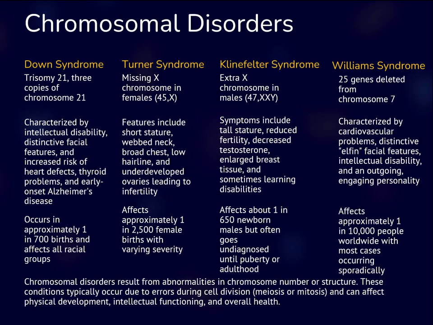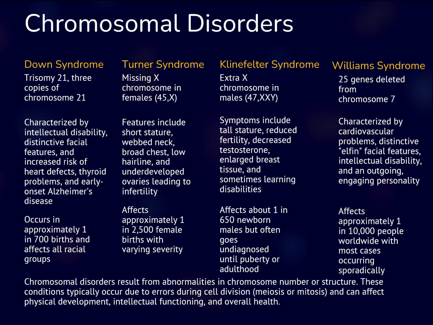For example, Down syndrome happens when there's an extra copy of chromosome 21. So instead of 2, the person has 3 copies. This is called trisomy 21. People with Down syndrome may have intellectual disabilities, distinct facial features, heart defects, and a higher risk of certain health problems like early onset Alzheimer's.